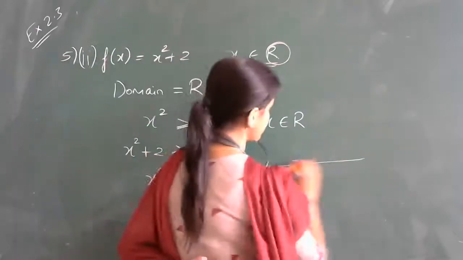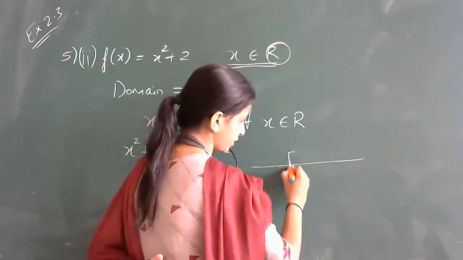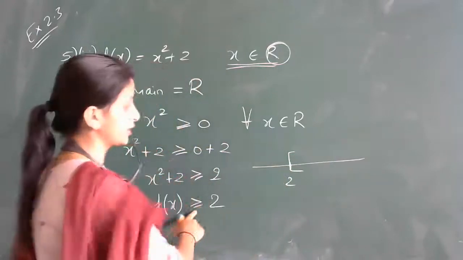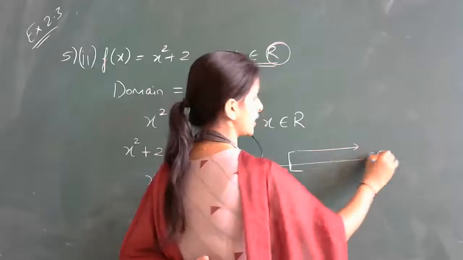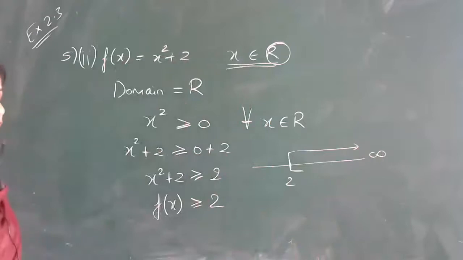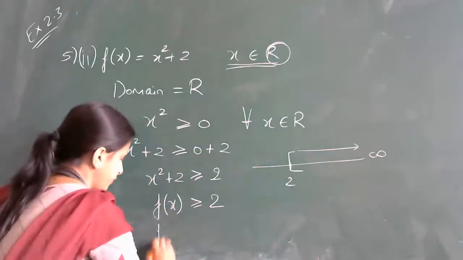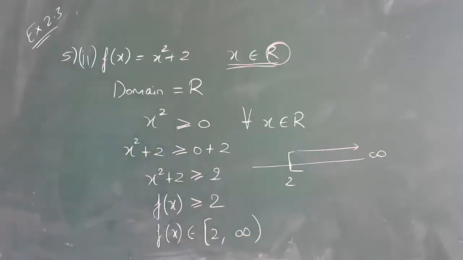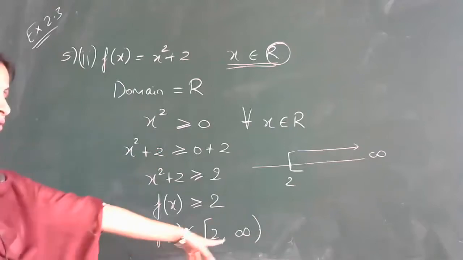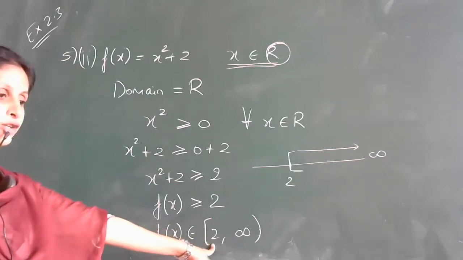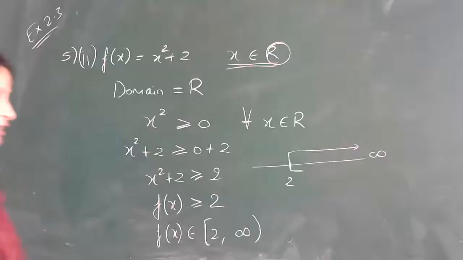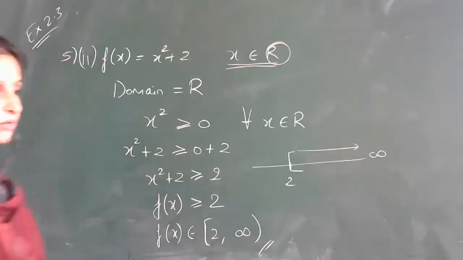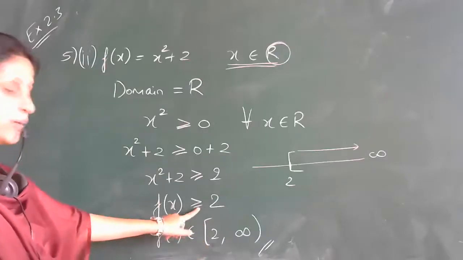See, all those values of f of x which are greater than or equal to 2. Equal to sign is also included. So 2 is included. So all those values which are greater than or equal to 2 means the interval is what? f of x will belong to closed interval 2 to infinity. So what is the range? It is closed interval 2 to infinity. Range is closed interval, not open interval. Mohammed, right? It is closed interval because 2 is included. Equality sign is there.